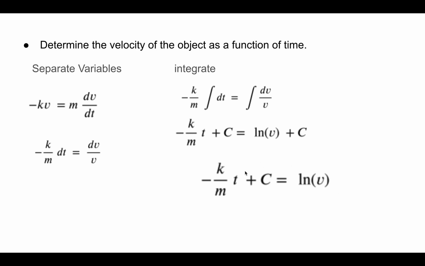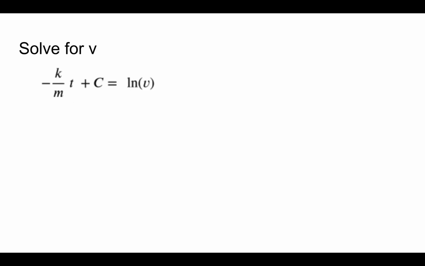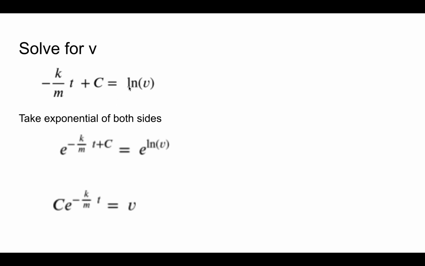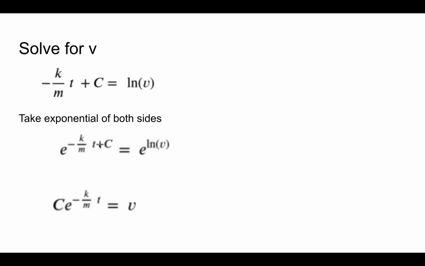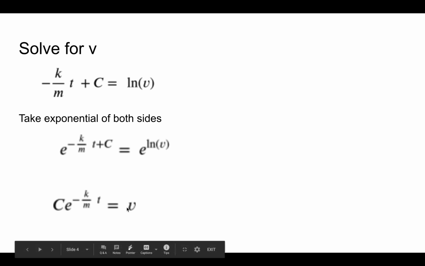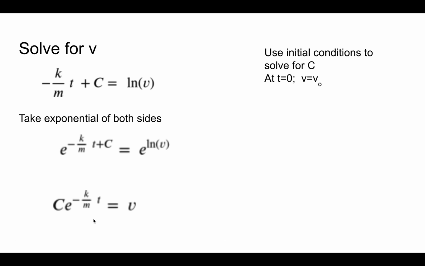And now I have something that looks like this, but I need to determine the velocity, not the natural log of the velocity. So I need to isolate v and solve for it. So how am I going to do that? I'm going to take the exponential of both sides. So e to the natural log is going to give me just v. And then we should recognize that if I take e to all of this plus a constant, that is equivalent to just taking that constant and multiplying it times your exponential. So now we've got velocity as a function of time, but now we still need to get rid of this constant c. So we're going to use our initial conditions to solve for c.